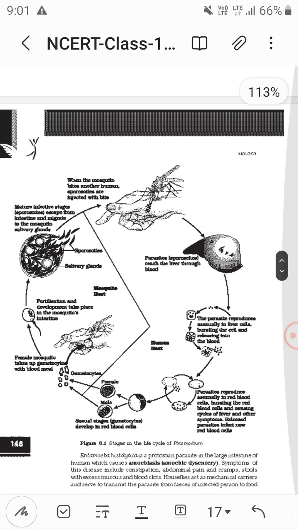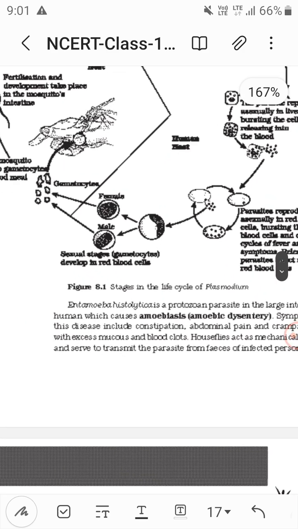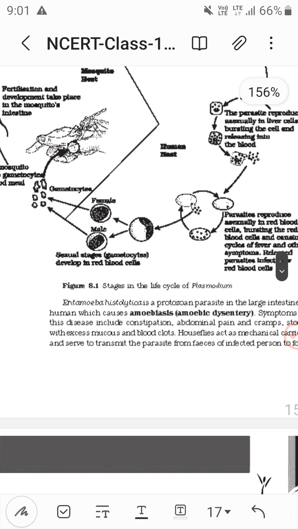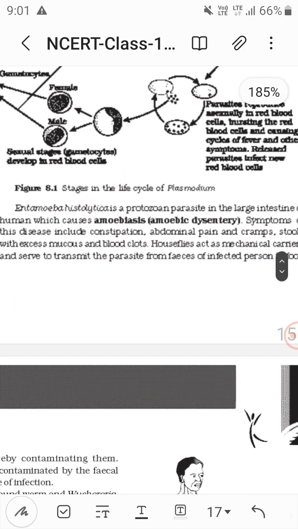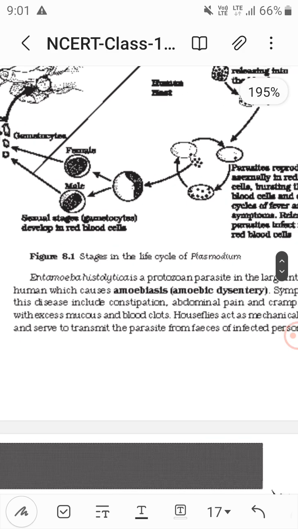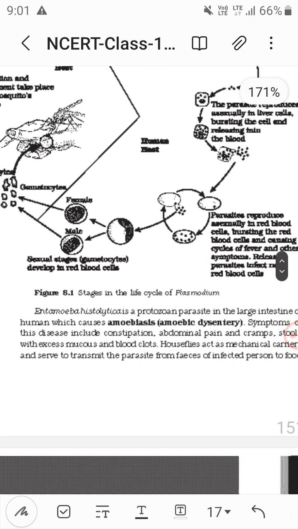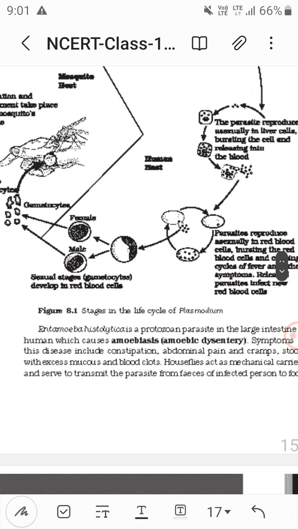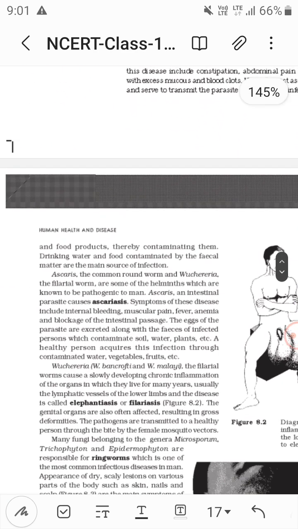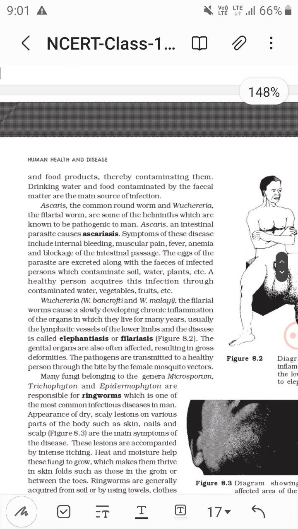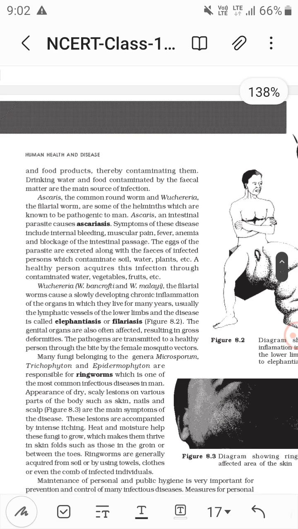So two hosts for malaria, caused by Plasmodium, which is a tiny protozoan genus, and it has species vivax, falciparum and malariae, right? Now amoebiasis, which is also called amoebic dysentery, is caused by Entamoeba histolytica. Now ascariasis, caused by Ascaris, the common roundworm. Wuchereria, it is a filarial worm.